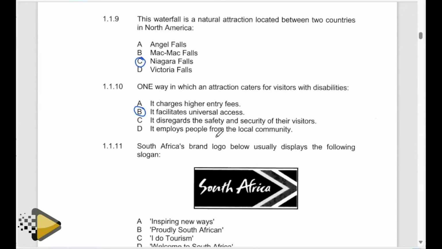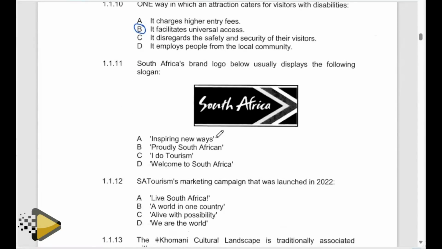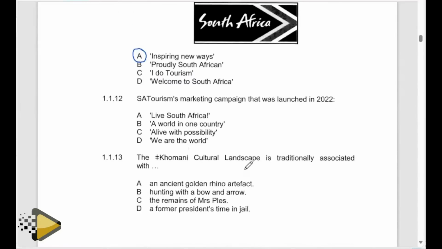Then moving on to 1.1.11, South Africa's brand logo below usually displays the following slogan. So the South African brand logo, which appears there, usually displays the slogan inspiring new ways, which is the letter A. Then the next question, 1.1.12, SA Tourism's marketing campaign that was launched in 2022.